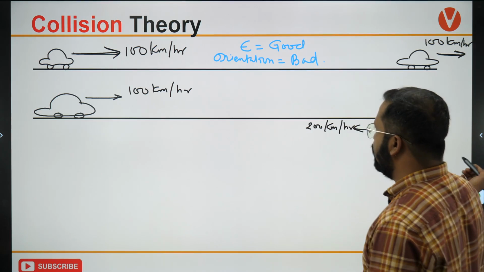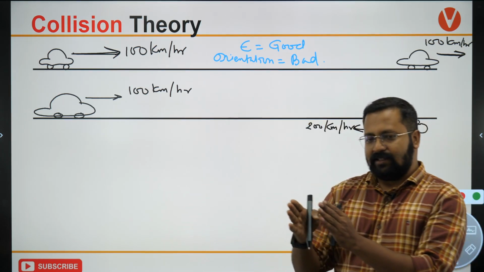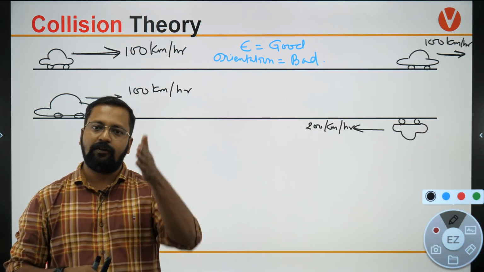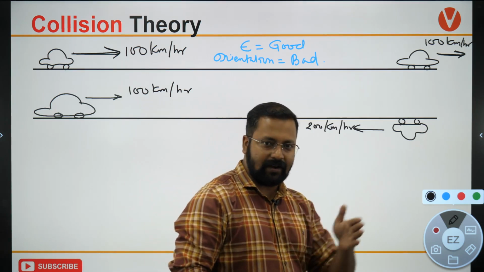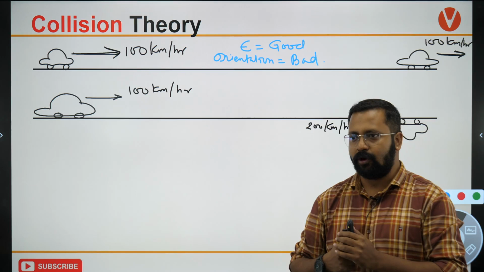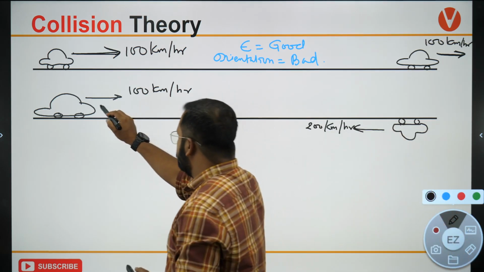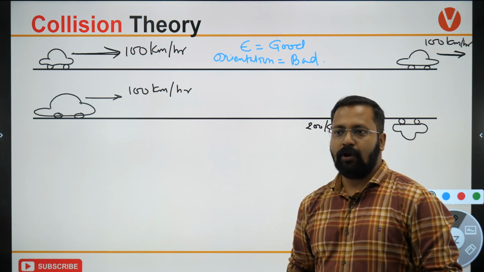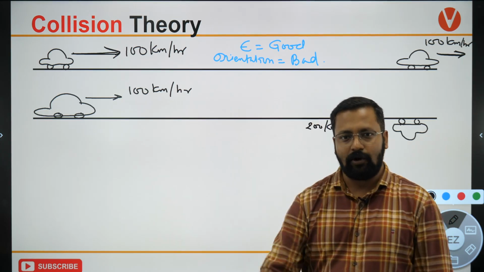They're moving in a straight line, like on an expressway, one car is driving in one direction, the other person is driving in the other direction. Okay, so will they collide with each other? In this case, will they collide with each other?